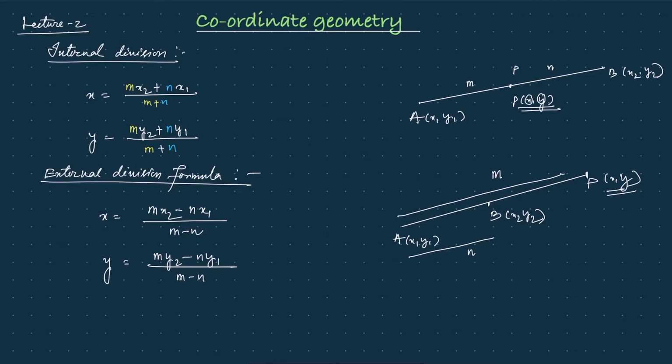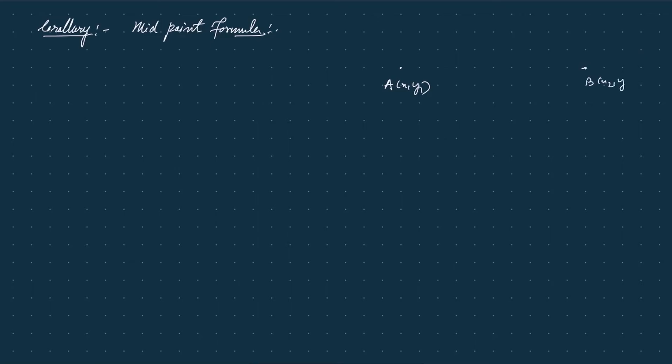Now we will see the midpoint formula. What is the midpoint formula? Midpoint means the middle point. The midpoint formula: this is one point A (x1, y1). Suppose this is another point B, that is (x2, y2). You join these two.